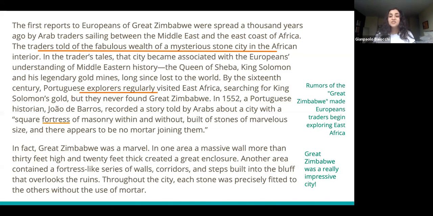So S, which is the last part of the REX acronym, stands for statistics, right? There aren't that many statistics because this is a history passage, but I'm going to use it to stand for numbers in general. So the reason I choose to underline years is in case questions ask me about the sequence or order of things, having years underlined really helps place things.